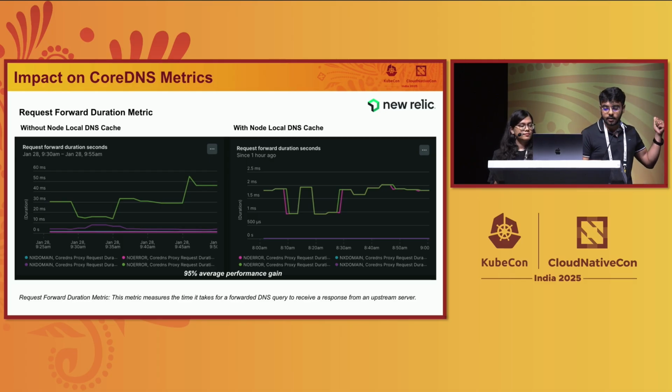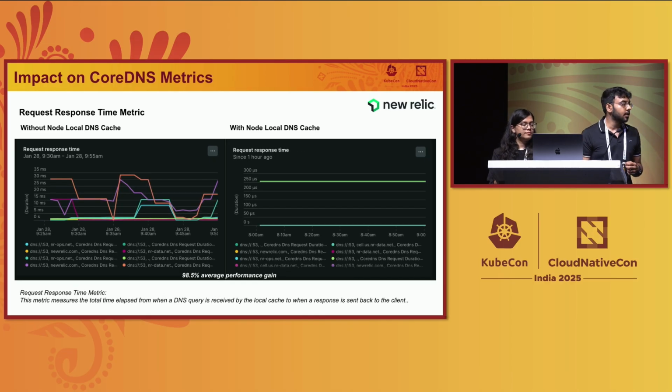On the left-hand side, we have shown the New Relic dashboard without the Node Local DNS Cache. On the right side, we see it with Node Local DNS Cache. The request forward duration time has an average of 30 milliseconds without the Node Local DNS Cache, and with Node Local DNS Cache, we are able to see an average of 1.5 milliseconds. This results in a 95% average performance gain in DNS.